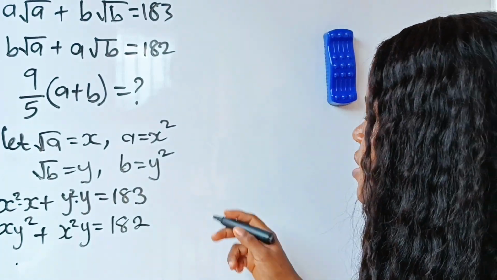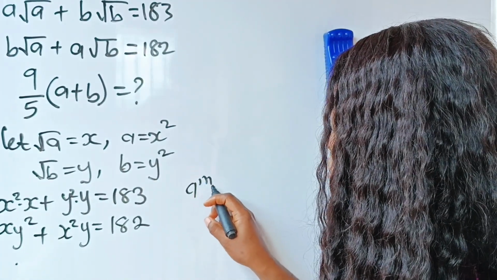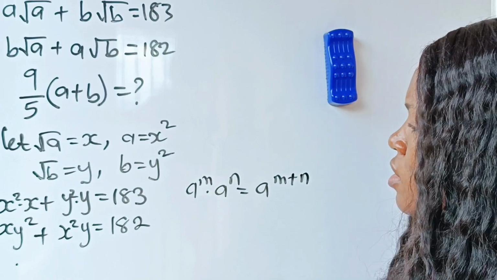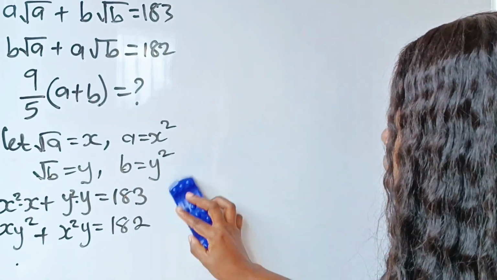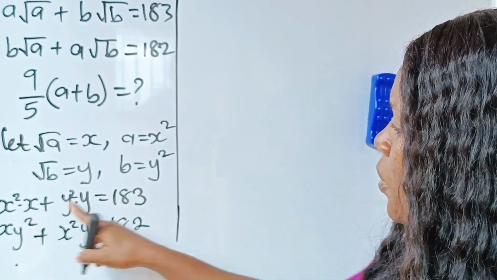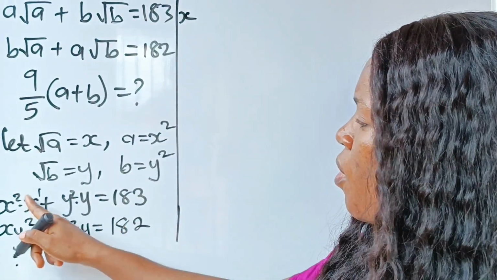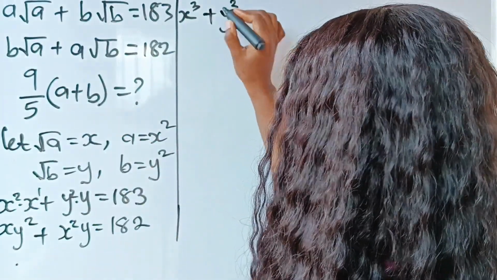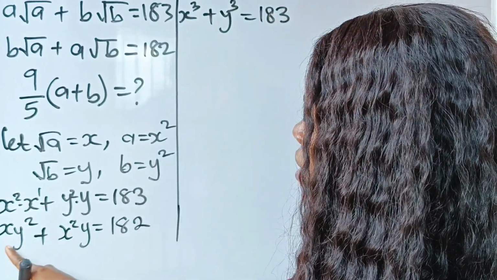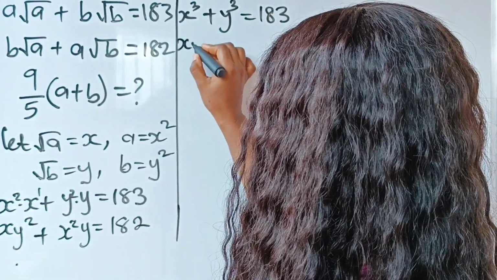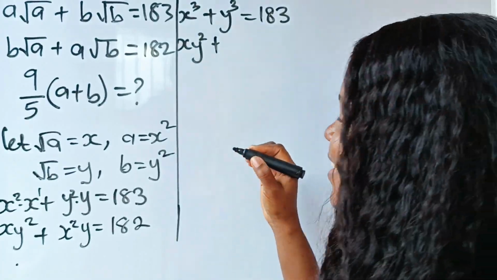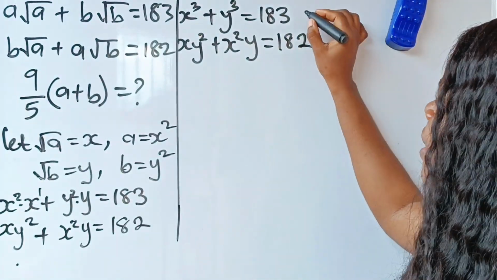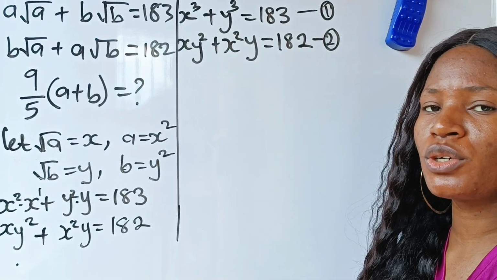Okay, now recall the law of indices or exponents that states that a to the power of m multiplied by a to the power of n is equal to a to the power of m plus n. Once you have the same base and they are multiplying, you add the powers. Therefore, we can now rewrite this equation as x, because this is x to the power of 1, so 2 plus 1 will give us 3, plus y to the power of 3 is equal to 183. Similarly, this one is already in its form: x squared y is equal to 182. All right, now let's call this equation 1 and this one equation 2.